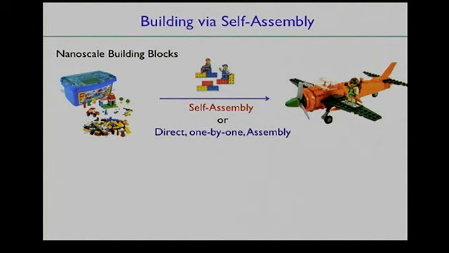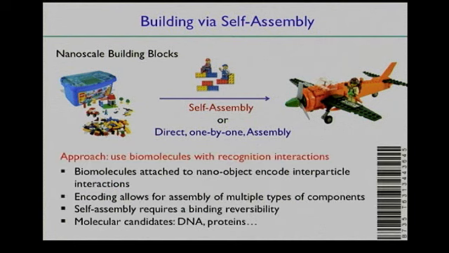So again, what we're facing now is that we have all these nanoscale building blocks, and we want to form some complicated object. We don't want to go through direct one-by-one assembly. Rather, we want to rely on some self-organization of those multiple types of blocks into some type of well-organized structure.